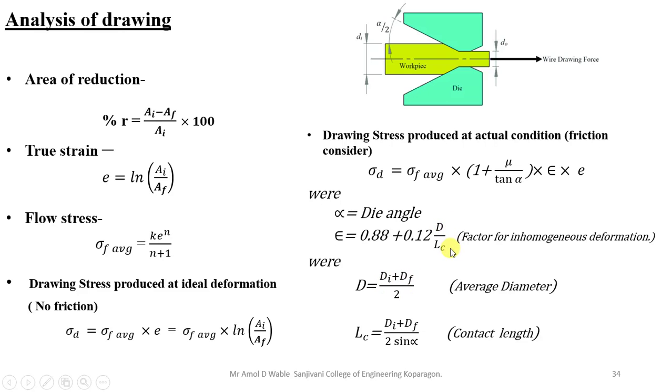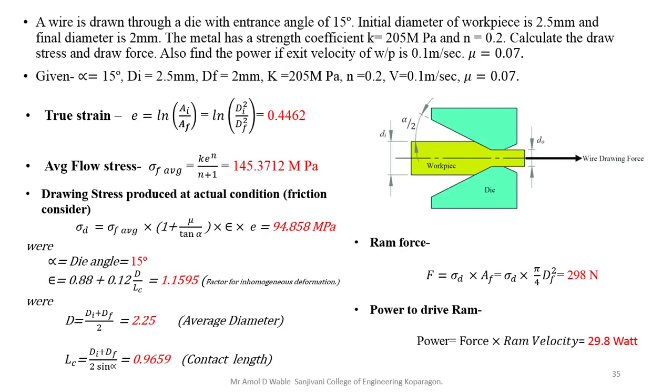And Lc is the contact length, that can be calculated as Di minus Df divided by 2 alpha. So this is the contact length from this point to this one. It can be calculated using this formula, and alpha is the die angle. So just put all these values in this and find out the drawing stress. So let us see a numerical related to wire drawing.